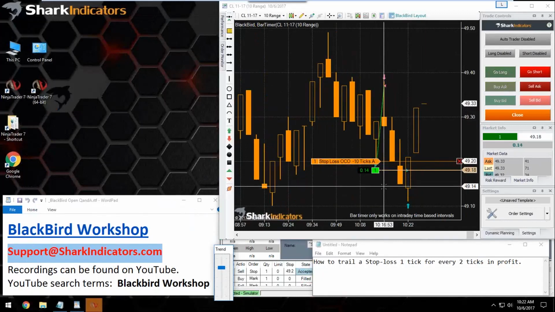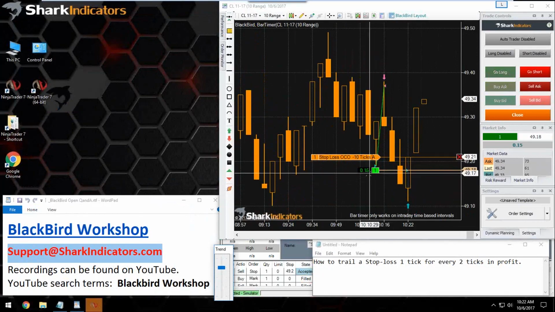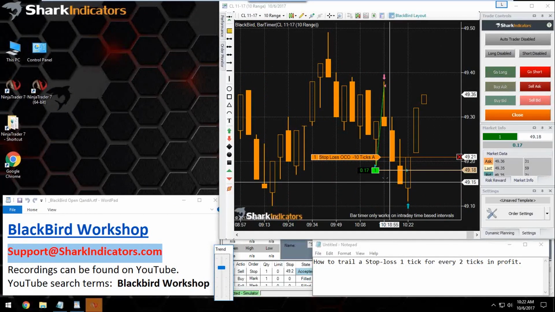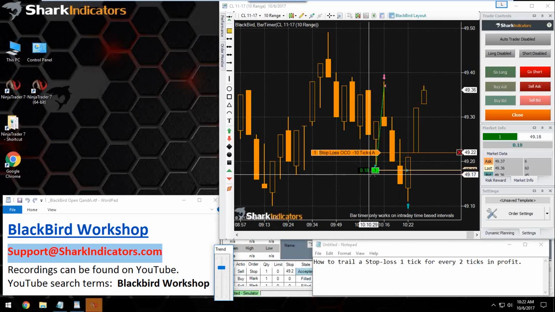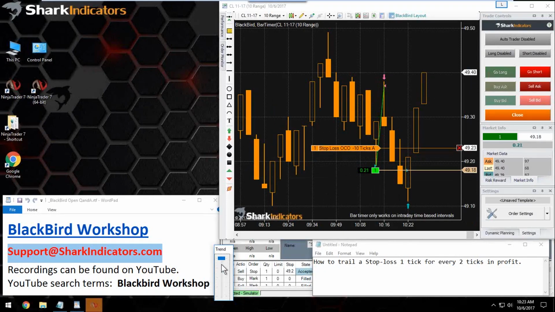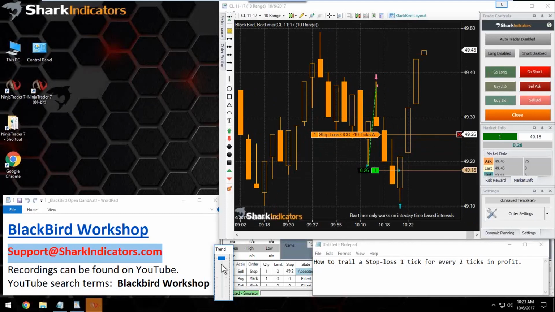There it was, and we just hit 16 ticks, and we'll probably get 18. There's 18, 19. As soon as we hit 20, the stop loss should move up again. There we go. I'll just move the market up a little quicker. All right, and up it goes.